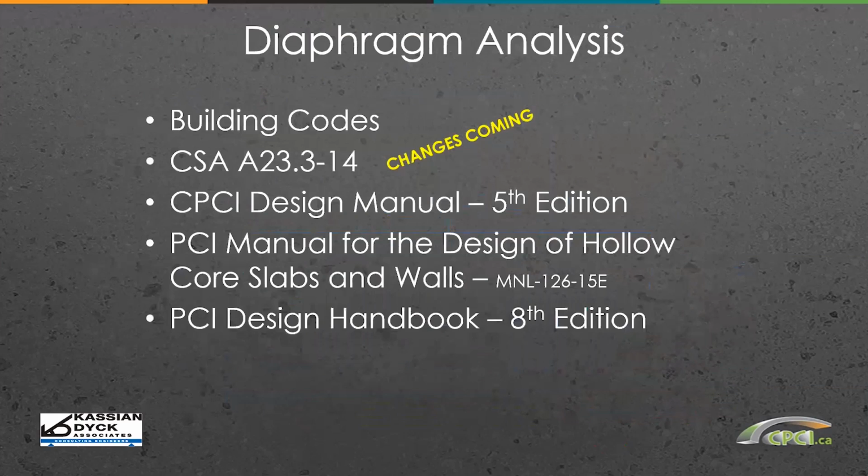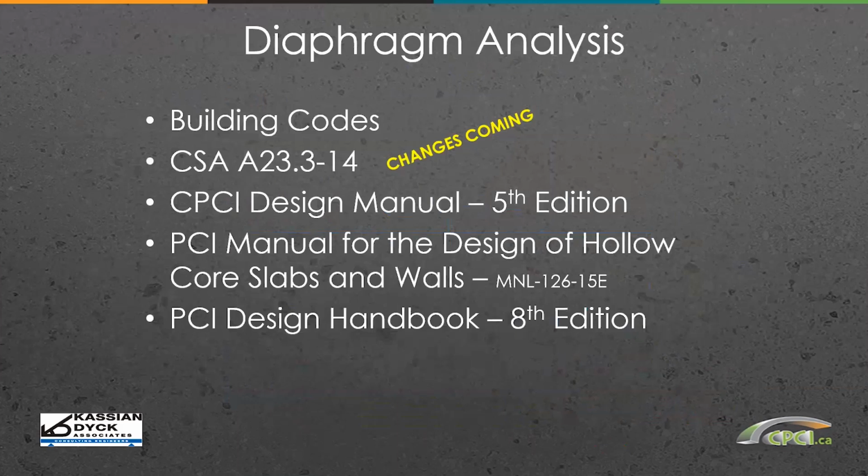So diaphragm analysis comes from the National Building Code or provincial codes, CSA A23.3, the design of concrete structures. The next version of CSA A23.3 that is coming out in 2019 is actually having some changes. They are replacing the traditional clause 19 for shells and folded plates with a new clause devoted to diaphragm design, which will apply to all types of structures. And then clause 21 for seismic will include additional requirements for earthquake design, but the new CSA A23.3 coming out in 2019 will have a clause devoted entirely to diaphragms.